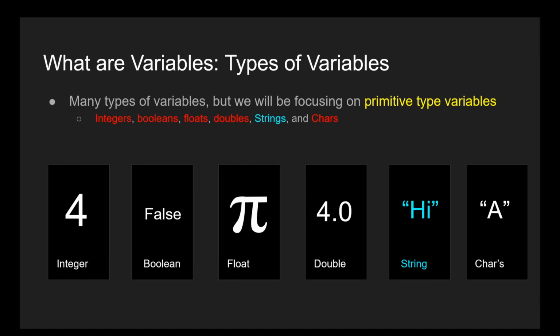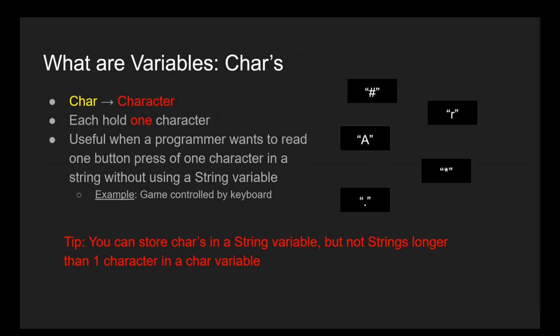Finally, we have char variables. Char stands for character, and just as the name suggests, they can each hold one character. This is useful when a programmer wants to read one button press or one character in a string without using a string variable. A specific example is making a game that is controlled by the keyboard. The program needs to recognize the character that is pressed and translate that into carrying out some function. Now, strings can also hold one character, but chars cannot hold more than one character, so keep that in mind when defining variables.